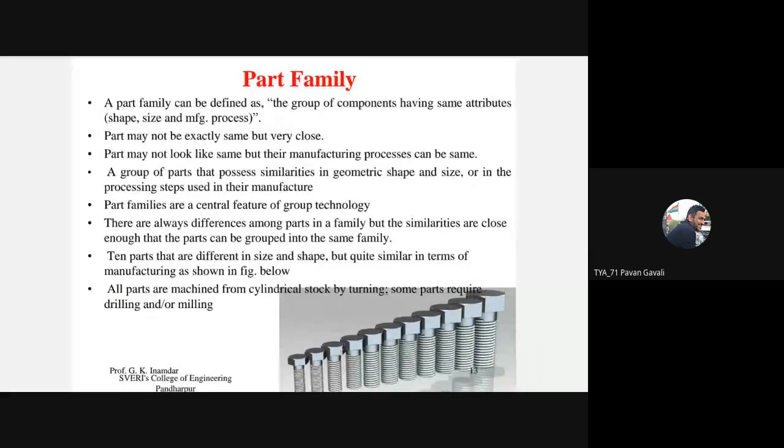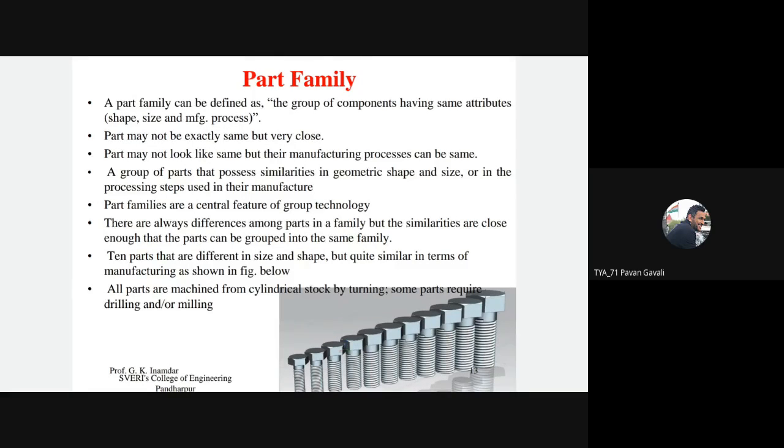What are the attributes? Attributes are nothing but shape, size, and the manufacturing process, as in the previous topic of group technology, because part family is also one of the parts of group technology. Now, parts may not be exactly the same but very close.